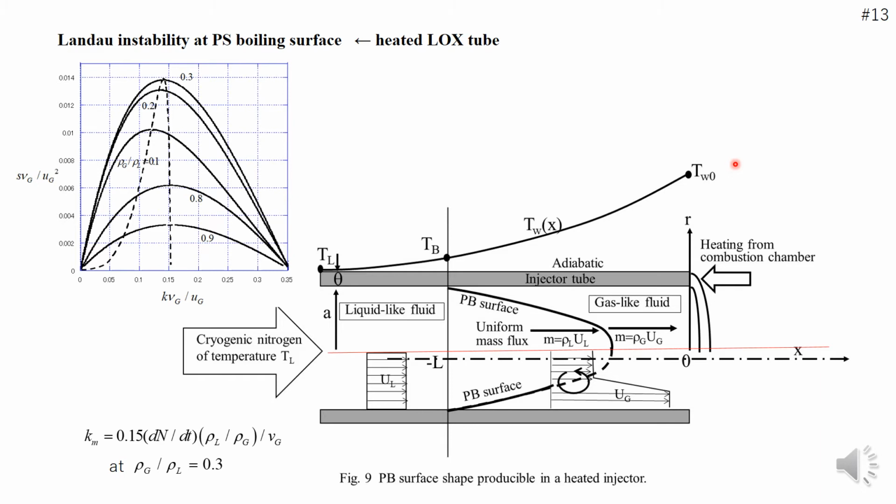Consider a case when a cryogenic fluid is heated up and the PB surface moves toward the cooler side, accompanying significant jumps of velocity and density across the PB surface. The PB surface will become hydrodynamically unstable due to Landau instability. This instability may produce dense fluid spikes extending into the light fluid region. However, the inviscid growth rate expression derived by Landau is not useful because it predicts an infinitely large wave number of dominant dense fluid spikes.